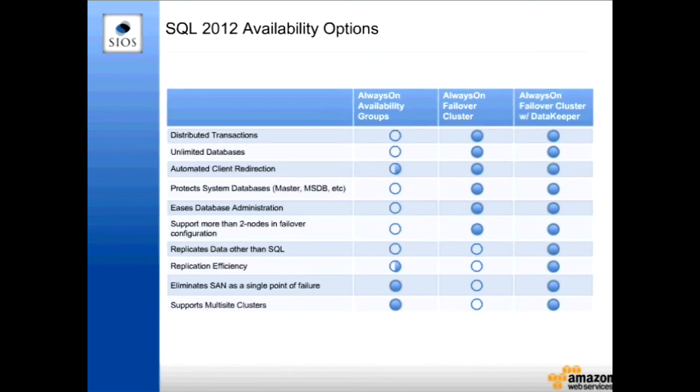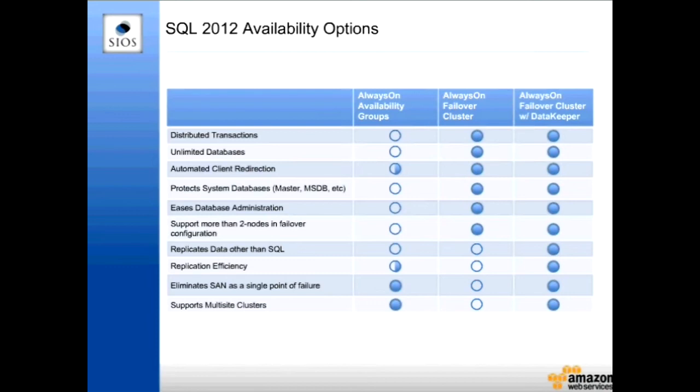If you go down the route of availability groups, you're going to have to maintain those types of things on your own, your SQL logins, your SQL agent jobs. You'll have to keep those in sync. So it's a higher administrative overhead here. By going with a failover cluster instance with DataKeeper, again, all of that is just handled for you.